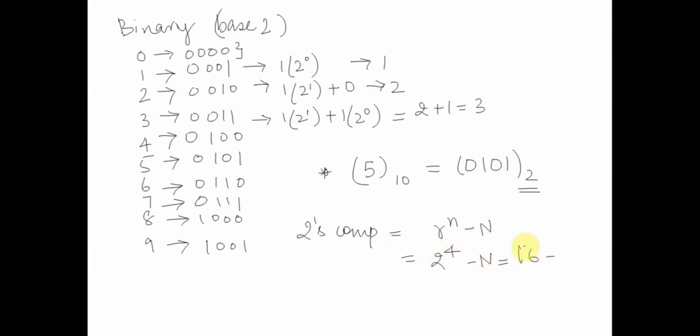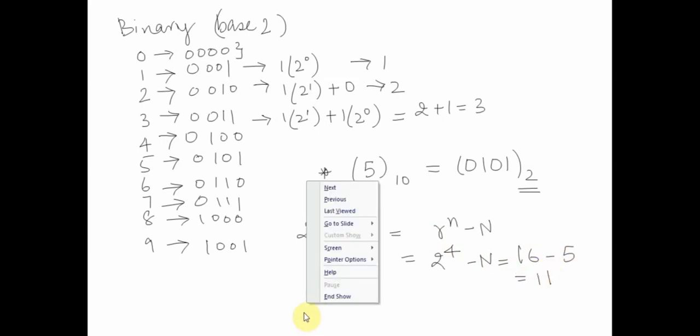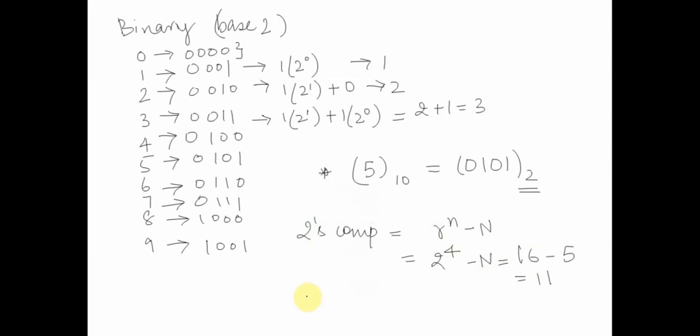16 minus n. What is n over here? n is 5, 11. Right? And what would be 1's complement in this case? 1's complement would be nothing but r raised to power n minus 1 minus n, which is 10.